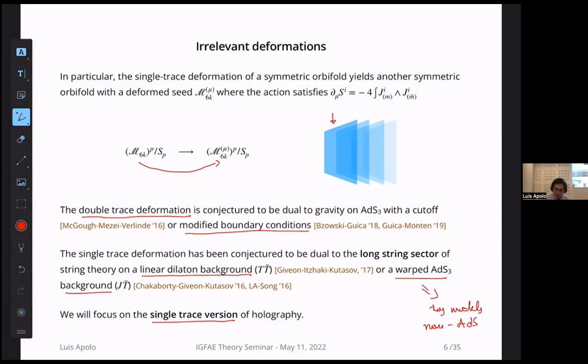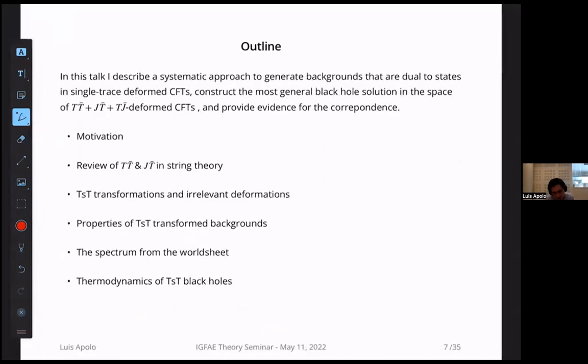Okay, so more concretely in this talk, I will describe a systematic approach to generate backgrounds that are dual to states in single trace deformed CFTs. I will construct the most general class of black hole solutions in the space of these theories, given by TTbar plus JTbar plus TJbar. I mean a linear combination of these deformations. And I will provide further evidence for the correspondence.